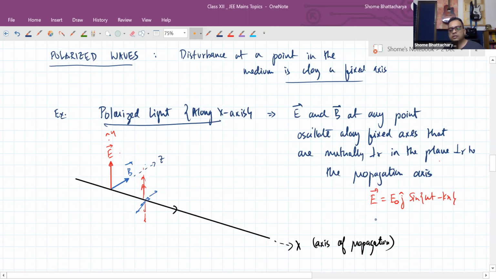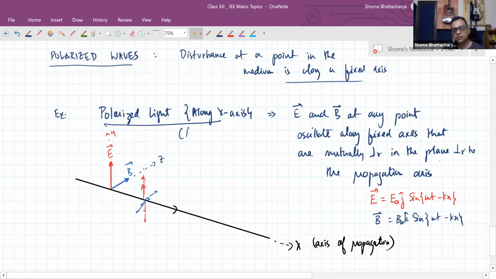And a magnetic field will be B naught k cap. So this is just an example. The axes could be anywhere in the yz plane, but they have to be mutually perpendicular. But they are now fixed axes if they are polarized. So like this. So the amplitudes of the electric field and magnetic field are along the fixed axes. So that is an example of what we call a polarized transverse electromagnetic wave.